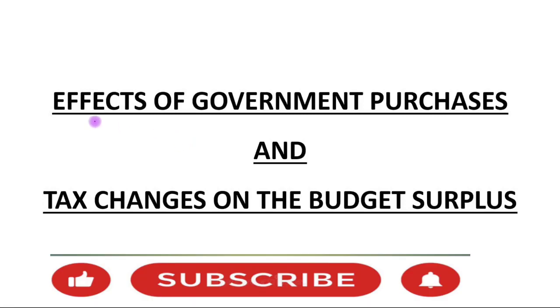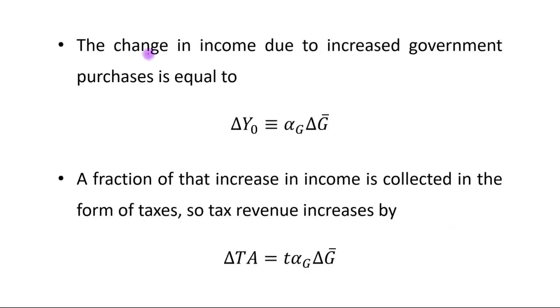Hello students, today's topic is effects of government purchases and tax changes on the budget surplus. The change in income due to an increase in government purchases is equal to the multiplier times the change in G bar.